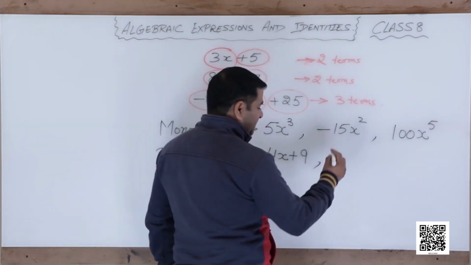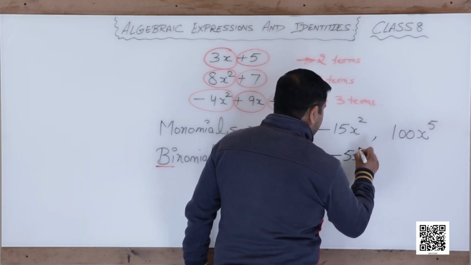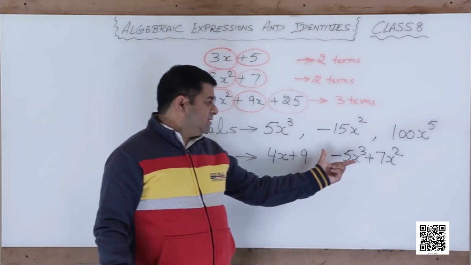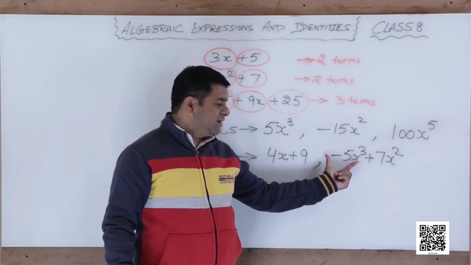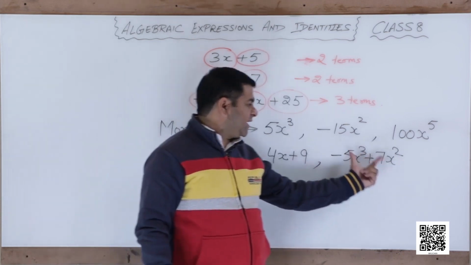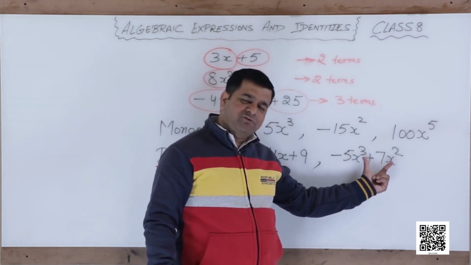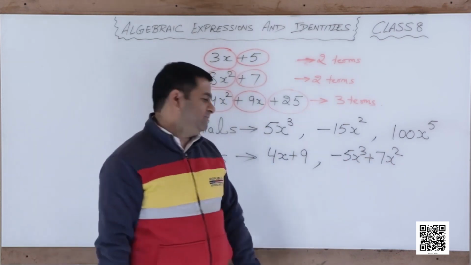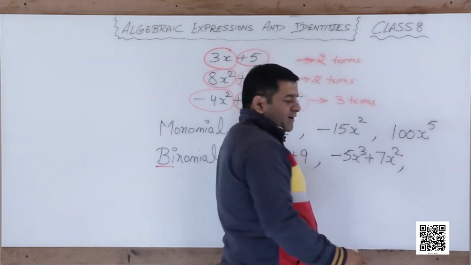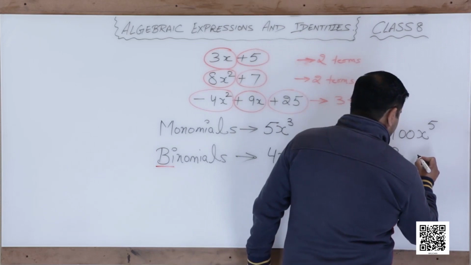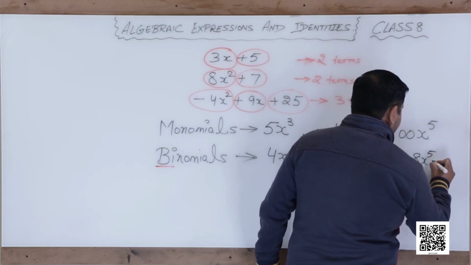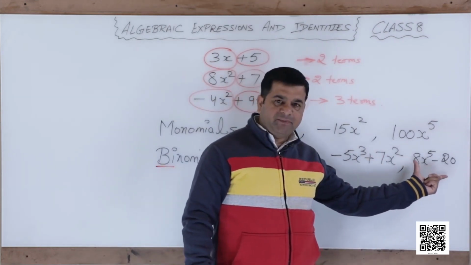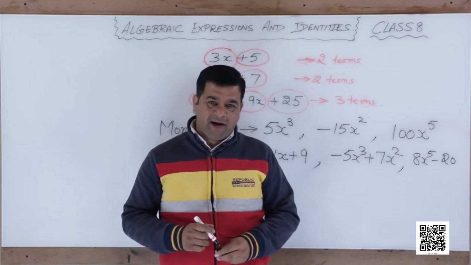Now let's see another one. Say we have minus 5x cube plus 7x square. Now there are two terms here. First one is minus 5x cube and the second term is plus 7x square. So that is why this kind of an expression is known as a binomial. Say the third one, 8x raised to power 5 minus 20. Here again we have only two terms, that is why this is known as a binomial.